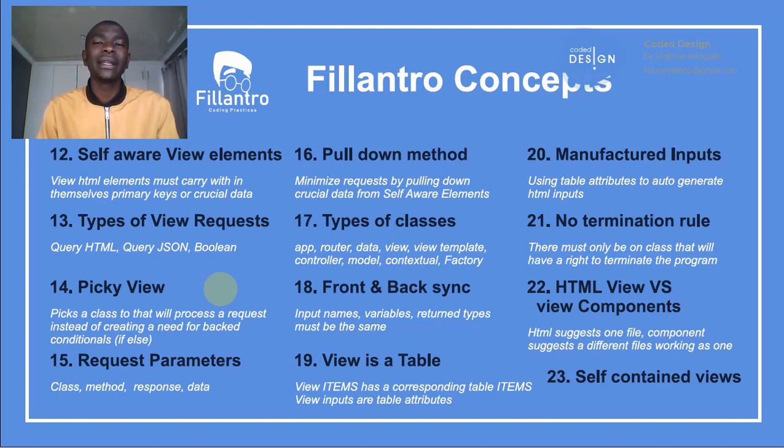So this is what I'm trying to say. You must create self-aware views or elements, meaning that number one, these elements must carry within themselves their unique corresponding database primary keys, so that when you click on them, they can pull that information from that tag or from themselves. Those tags must be self-aware. They can pull that information from themselves, so that you can use that primary key or that unique number to query the database for the information.